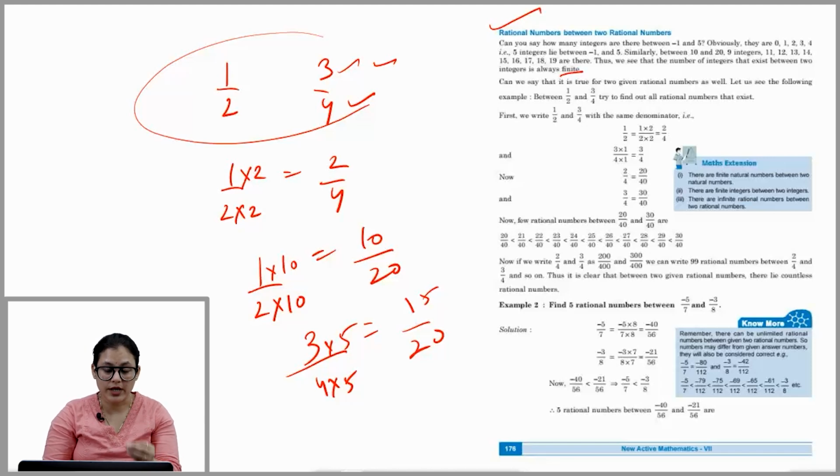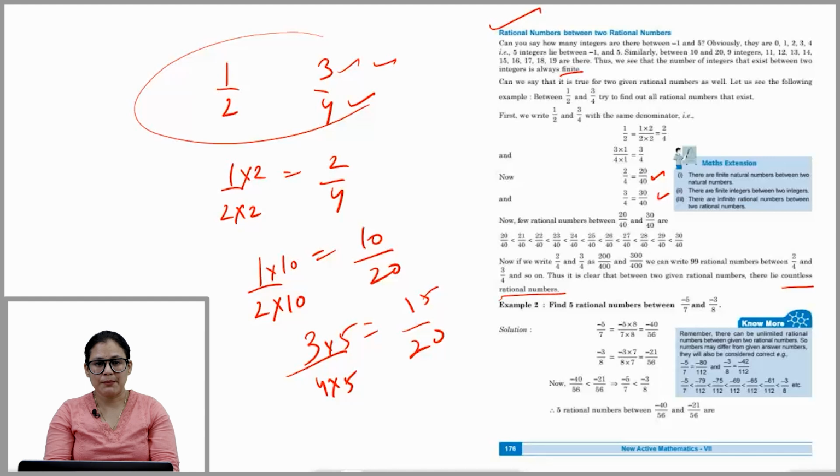But what if we go on increasing the denominator? For example, in this case, the denominator is 40. Now, how many numbers are there between these rational numbers? There are 9 rational numbers. Now, if we write 2 by 4 and 3 by 4 as 200 upon 400 and 300 upon 400, we can write 99 rational numbers between 2 by 4 and 3 by 4 and so on. Thus, it is clear that between two given rational numbers, there are countless rational numbers.